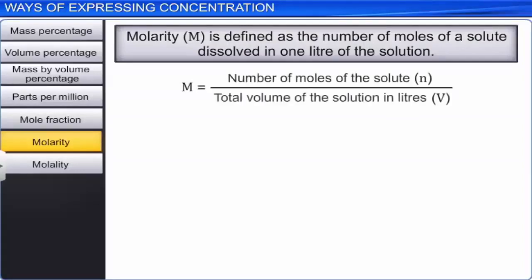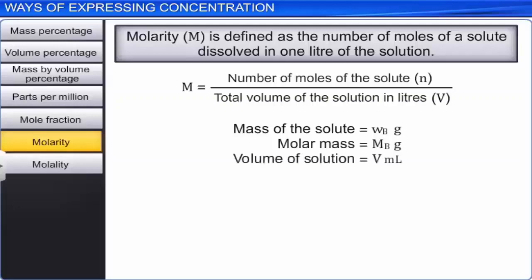If Wb grams of the solute of molar mass Mb is present in V milliliters of a given solution, then M is equal to Wb divided by molar mass Mb, multiplied by 1000 by V ml. Now let us solve a numerical problem on molarity.